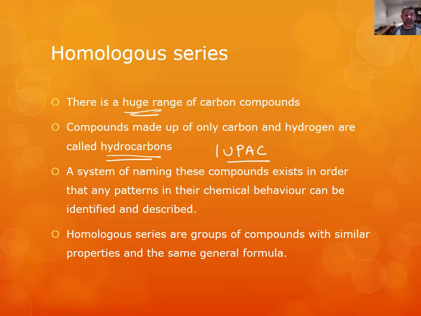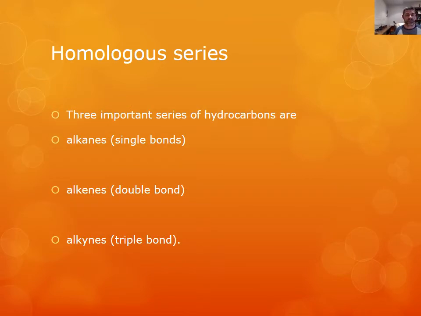What we're going to be looking at is 3 homologous series, which are groups of compounds with similar properties and also a similar general formula, and you'll see this as we go along. The 3 homologous series are the alkanes, the alkenes, and the alkynes. Alkanes are characterized by only single bonds between the carbons. They have the general formula CnH2n+2. The simplest is methane, which has 1 carbon, so 2 times 1 is 2, plus 2 is 4. So methane is CH4.